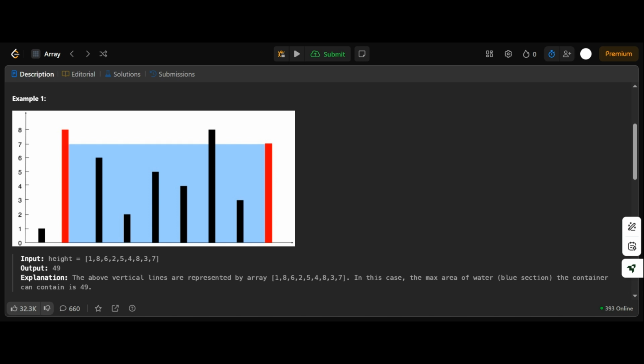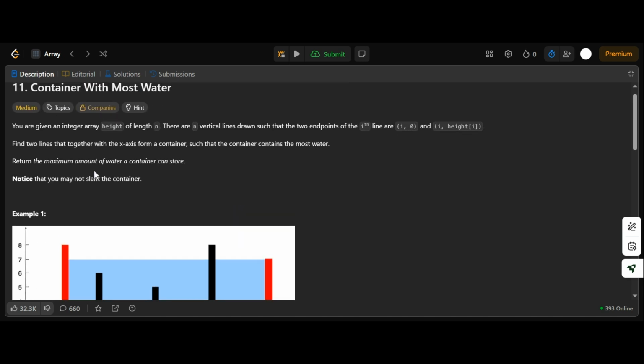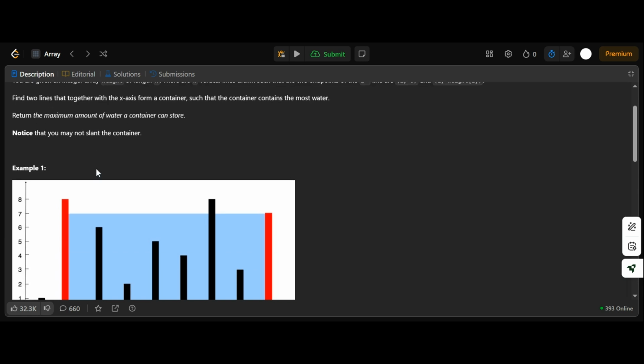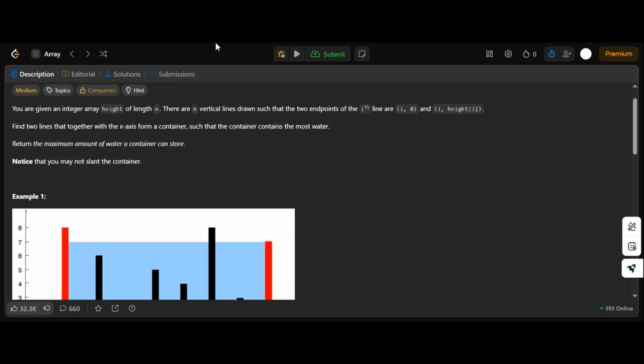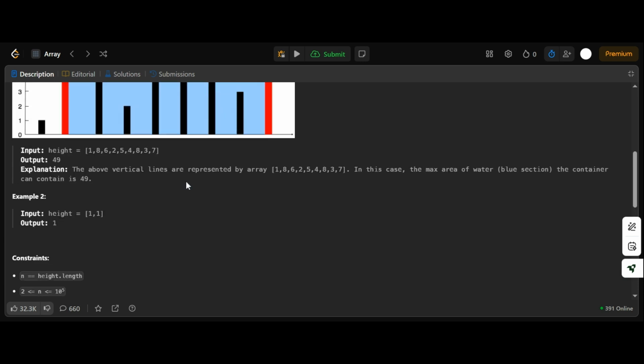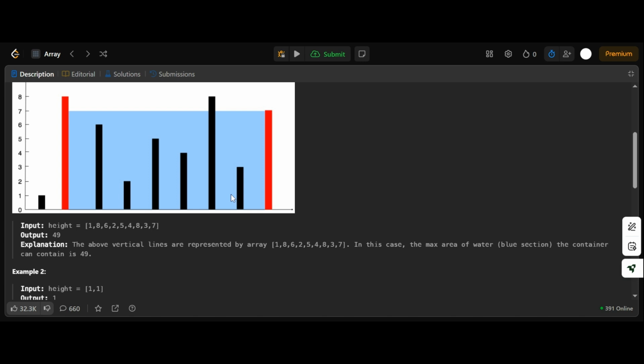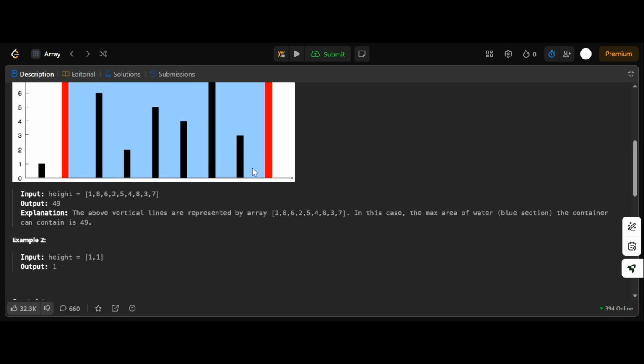So you can mostly think of finding the area. The area is something that you can find out. So you can also include the x-axis to form your container. If you're going to find two lines, these two lines will represent your height and the x-axis will represent your width. So you can see the explanation over here. The above vertical lines are represented by an array. In this case, the max area of water the blue section of the container can contain is 49.